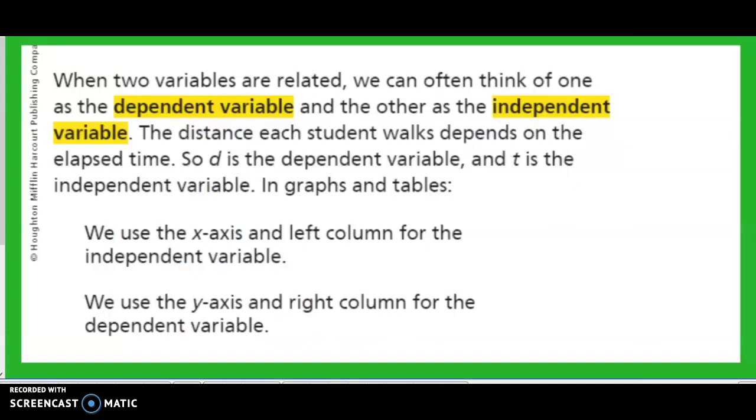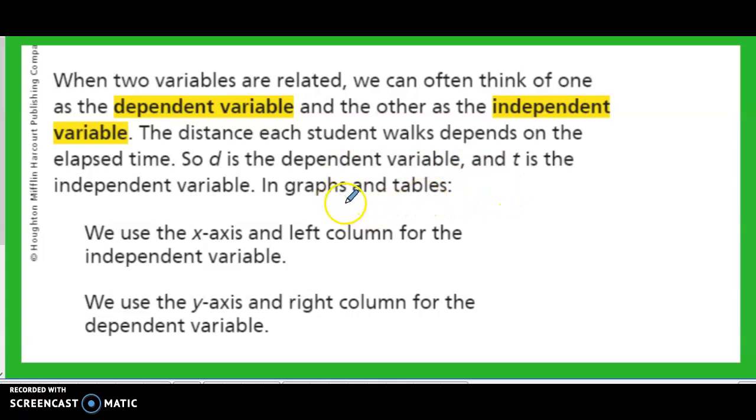When two variables are related, we can often think of one as the dependent variable and the other as the independent variable. It is very important to establish which of your two variables falls under which definition. The distance a student can walk depends on the amount of time they get to walk. So the distance depends on the time the student gets to walk.